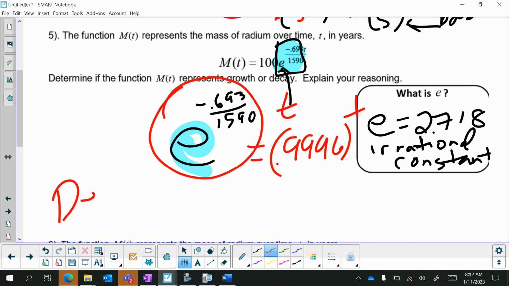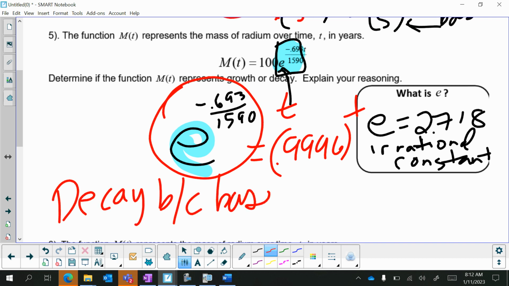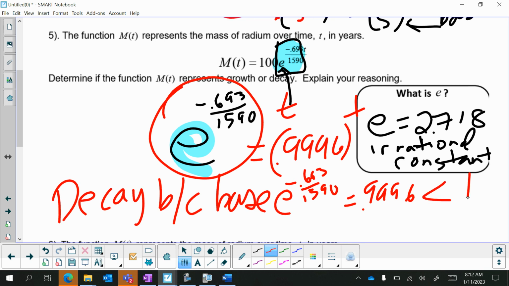So this is decay because the base of e to the negative 0.693 over 1590 is less than 1. Decay. So some of you may have predicted that because if you know that 2.718 is a number greater than 1, when you raise that number greater than 1 to a negative exponent, it's going to become less than 1 because it's going to be reciprocated. So some of you might have said that and you could have explained it like that, right?